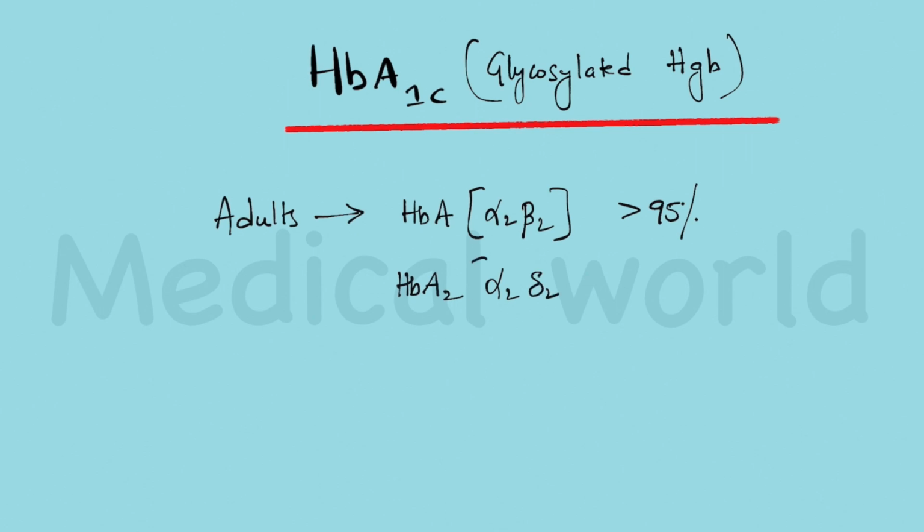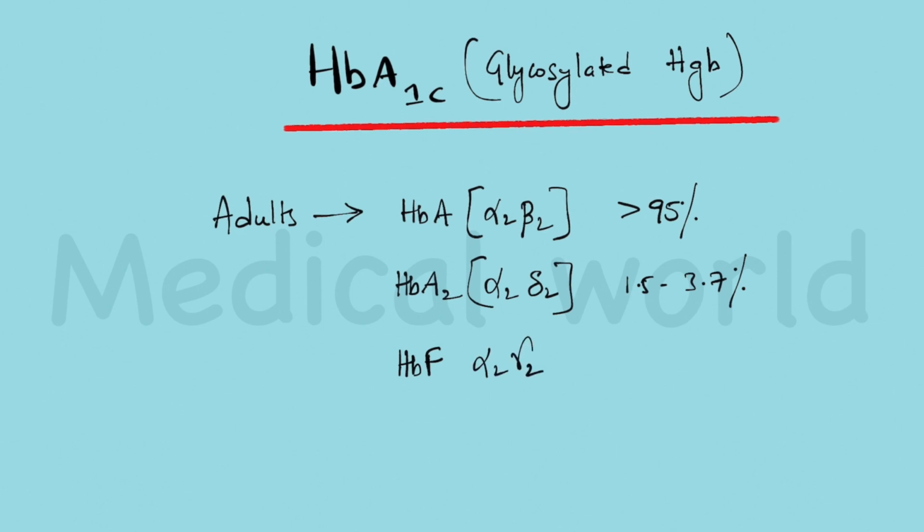Coming to HbA2, it is also present. Here alpha 2 and delta 2 globin chains are there, and this HbA2 comprises about 1.5 to 3.7% of total adult hemoglobin. Fetal hemoglobin, that is alpha 2 and gamma 2, is also there in adults. This is less than 2% of total adult hemoglobin.